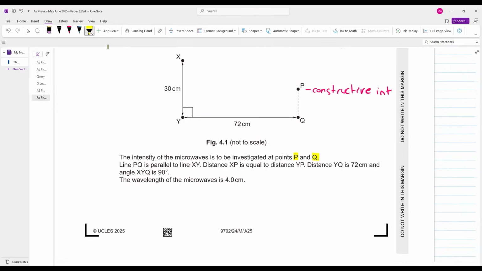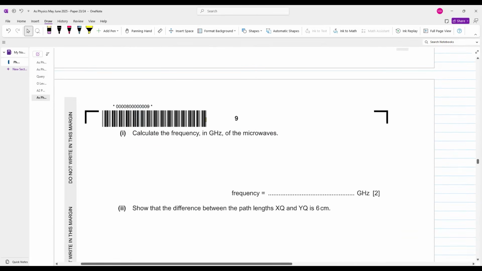What else is written? Distance YQ. अच्छा, distance YQ is 72 centimeter. And angle XYQ is 90 degree. The wavelength of microwave is 4 centimeter. ठीक हो गया. Calculate the frequency in gigahertz of the microwave.